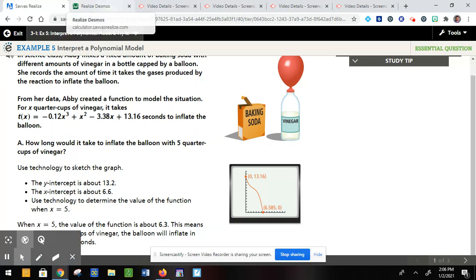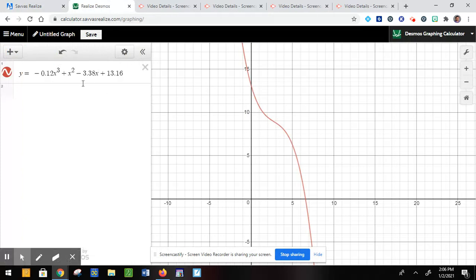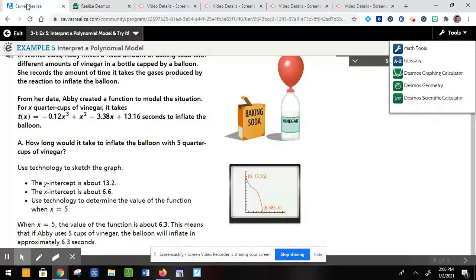All right, so if you don't know, you can get into a Desmos graphing calculator right on your screen here, hitting Tools, Desmos graphing calculator there. You can do this on your TI. I just think it's easier, honestly, on the Desmos, especially if you're already on your Chromebook. So here's the equation that was given. The question was, how long would it take to inflate the balloon with 5/4 cups of vinegar?